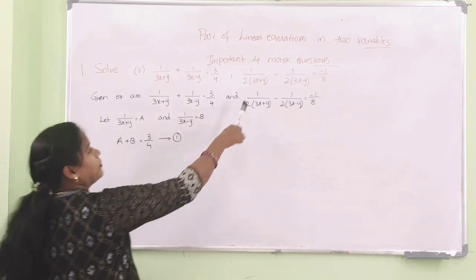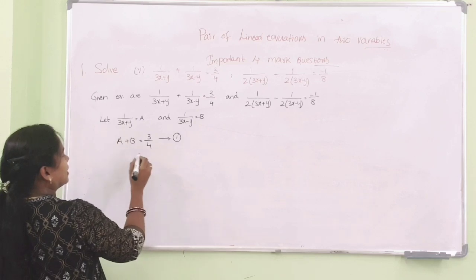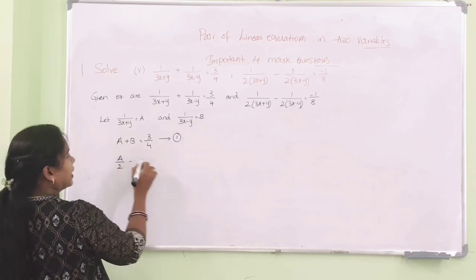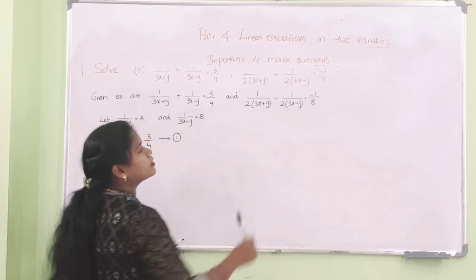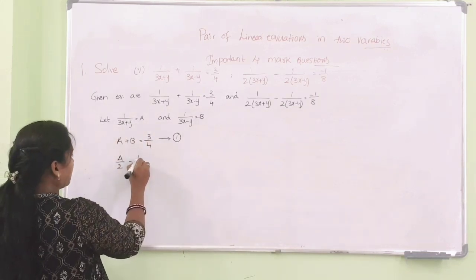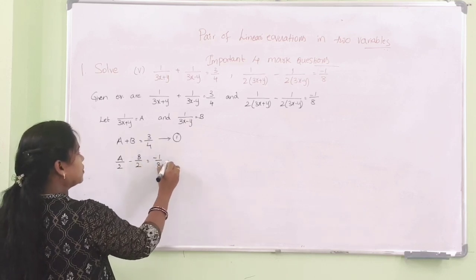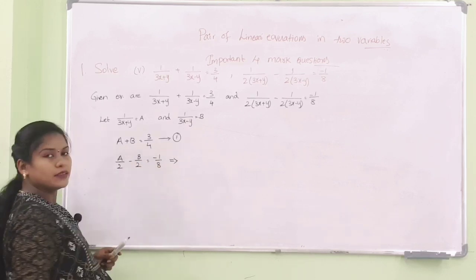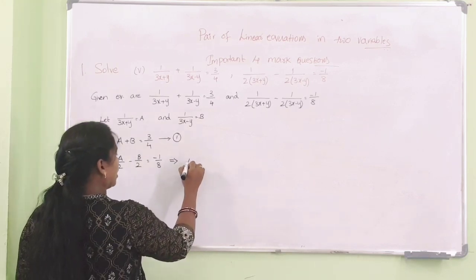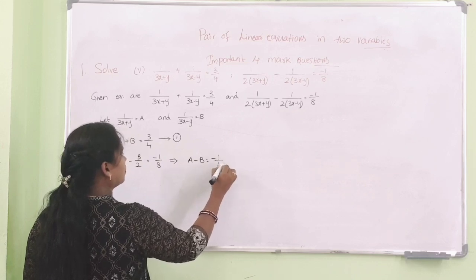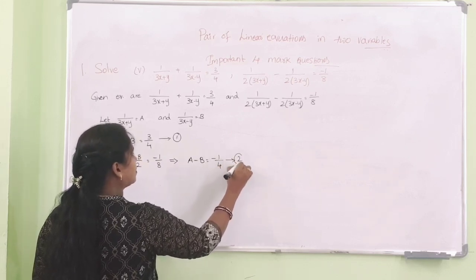And 1 by 2 into 3x plus y will become a by 2, minus 1 by 2 into 3x minus y will become b by 2, which is equal to minus 1 by 8. So on simplifying, this equation will become a minus b is equal to minus 1 by 4. Make it as equation 2.